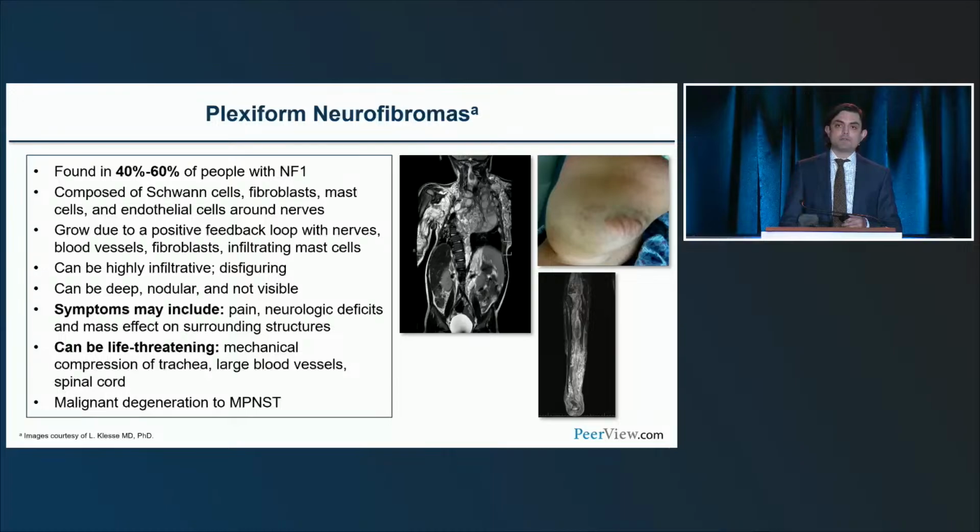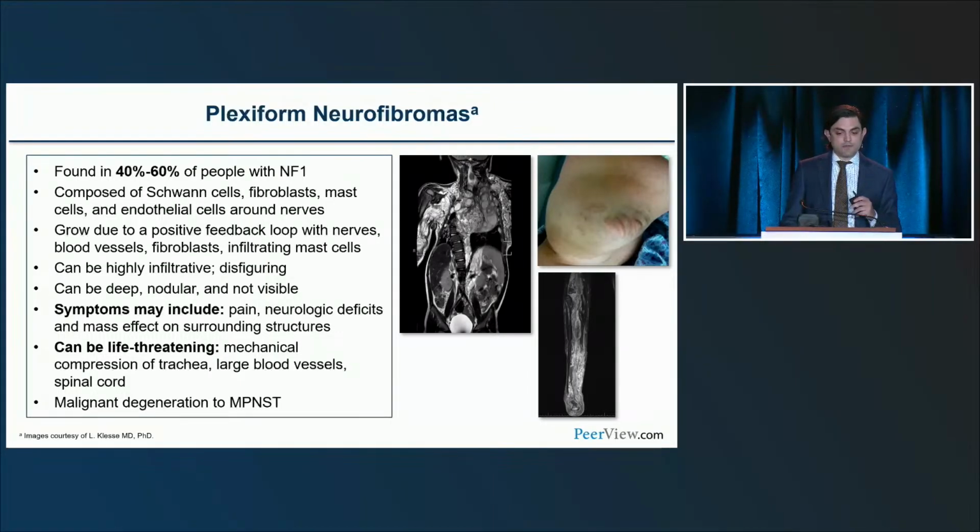And these tumors, plexiform neurofibromas, I tell my young patients, are not always there. They only happen in about 40 to 50, some people will say up to 60% of people living with NF1. They are composed of different types of cells. It's not just Schwann cells, and they probably have a positive feedback loop with those surrounding cells and the microenvironment that promote their growth.